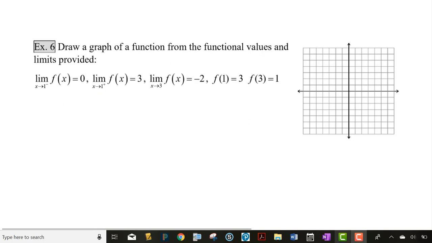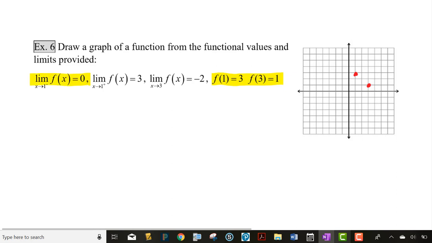Example 6. Draw a graph of a function from the functional values and limits provided. So keep in mind that as long as I meet the requirements in this problem, my graph could vary from other people's graphs. So I'm going to start first by looking at the functional values they've given us. They've told us that f of 1 equals 3 and f of 3 equals 1. So I'm going to plot the point 1, 3 because I know that's on my graph, and the point 3, 1.